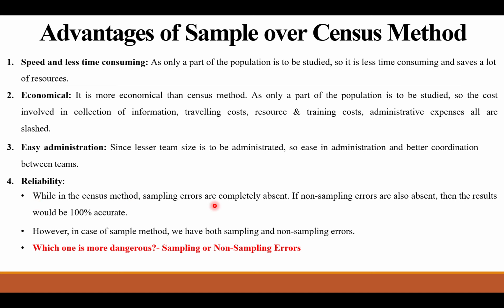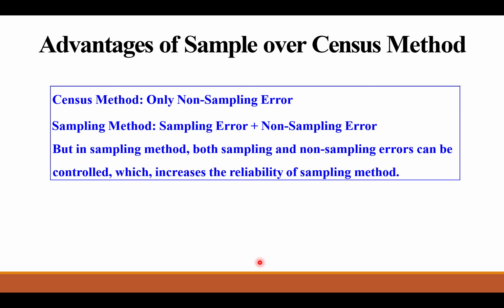Then reliability. In the census method, sampling errors are completely absent, and non-sampling errors are also absent in some cases, so the result will be 100% accurate. However, in sample methods, we have both sampling and non-sampling errors. So, between these two, which one is dangerous? Sampling or non-sampling? The sampling error is more dangerous than the non-sampling error.